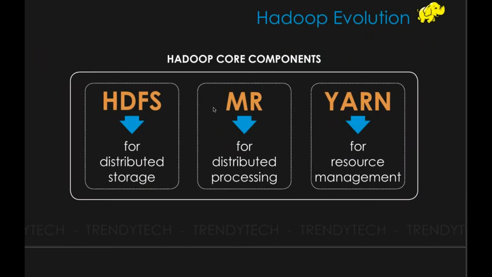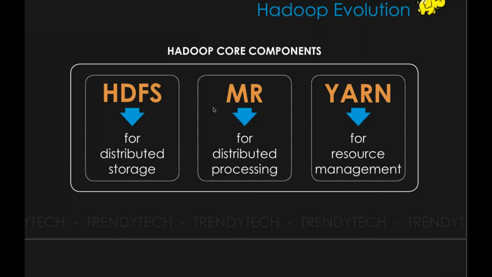So this is how the three core components of Hadoop look in the second version of Hadoop. Because in the first version, only HDFS and MapReduce were there. But in the second version, or Hadoop 2.0, we have three core components: HDFS for distributed storage, MapReduce for distributed processing, and Yarn for resource management, just like an operating system. This is the diagram I'm showing you for Hadoop 2.0.